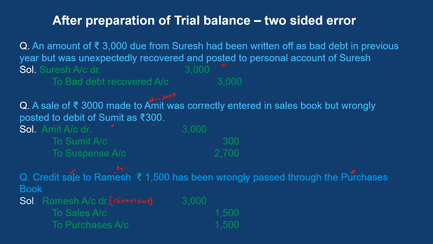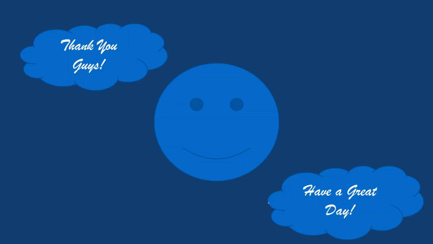And you credit sales account, which was not credited before, and you have to nullify the debit to purchase account because it is not a purchase. So you would have to credit purchase. So the rectification entry is Ramesh account debit 3,000, to sales account and to purchase account. So friends, I hope with this session it has become crystal clear to you when you use the suspense account and how you go about rectifying the errors.